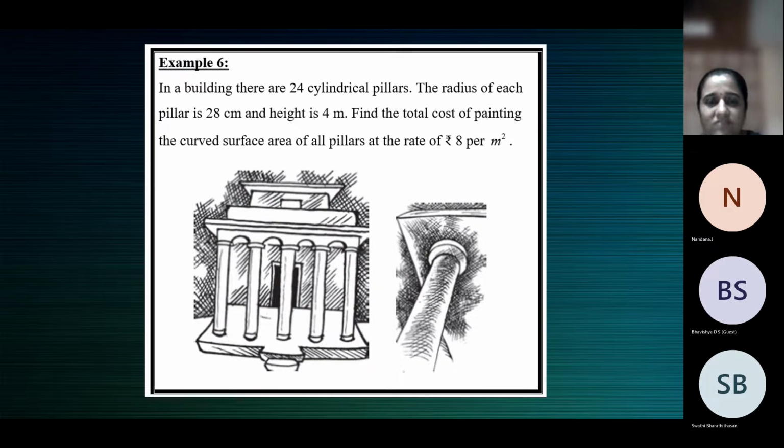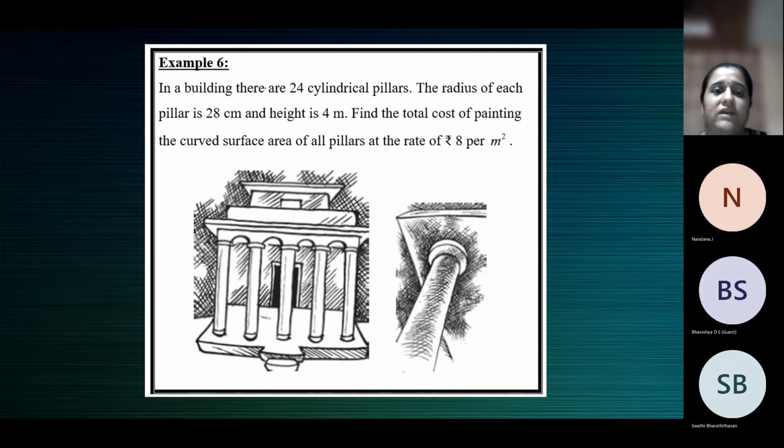But in this question, they have asked you like this only. The question is find the total cost of painting the curved surface area only. Even if they don't say that, find the total cost of painting the area of the pillars. Even if they say area of the pillars, you should find only the CSA. Here they've mentioned CSA. Even if this is not mentioned, area of the pillars means only the CSA, only the curved surface area. So see, it's very easy to understand the question.